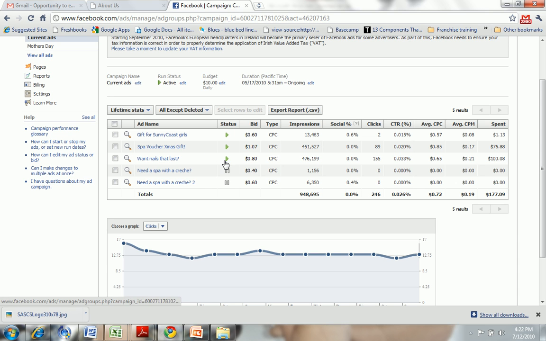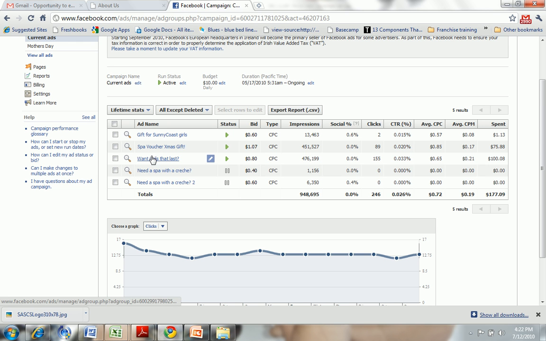Now we can see this third one down here is actually performing the best of all at the moment. For 80 cents a click, they have had 476,000 impressions and 155 clicks, which is the best click-through rate, and that's a really key figure. They're not paying as much per click on here, and they've actually spent $100.